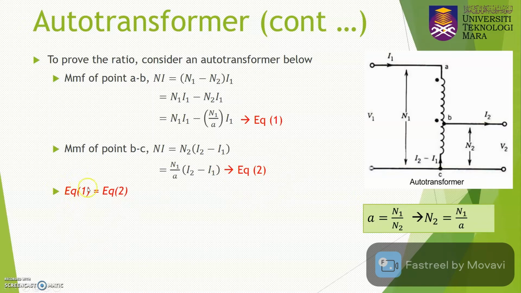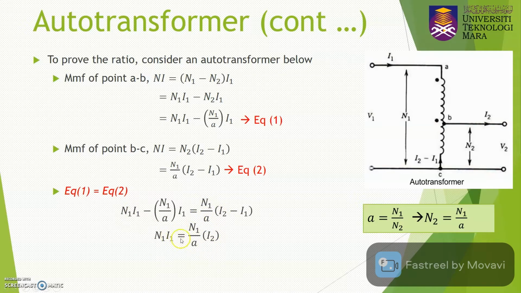Equation 1 is assumed to be equal to equation number 2. Finally you have N1 I1 minus N1 over a multiplied with I1 equal to equation 2, which is N1 divided by a multiplied with (I2 minus I1). Then we can cancel this term here, N1 divided by a multiplied with I1, so here and here can be cancelled. Finally, I have N1 I1 equal to N1 divided by a multiplied with I2.